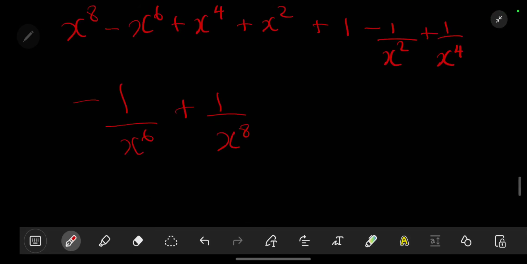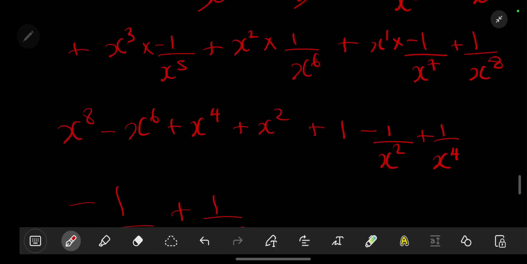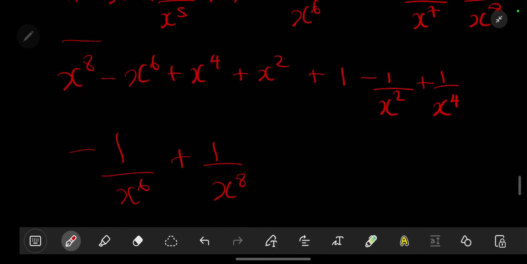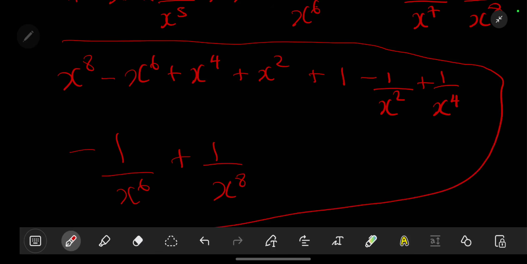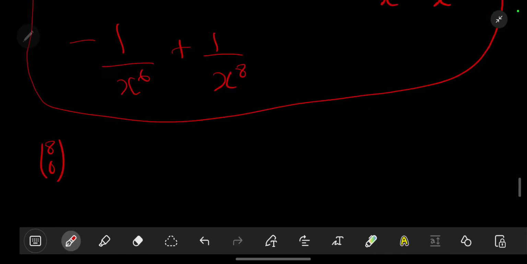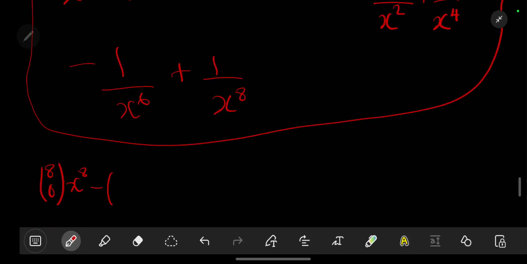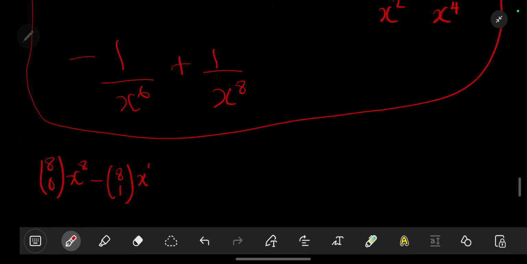Now after doing this, we can put the combination. If you want, you can put the combination. Now for me, my screen wouldn't allow me because of space. So after that, you are going to put all the combinations. It's 8. So we begin with 8 combination 0, x to the power 8. Then we have minus 8 combination 1, then we have our x to the power 6.